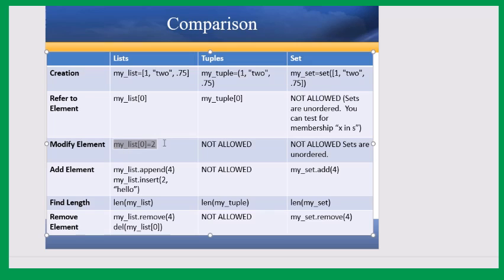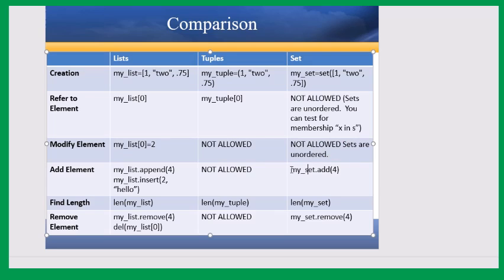What about changing something, modifying an element? Well, you can do it in a list. You can say change my first item in the list to 2. This is not allowed in tuples because they're immutable. They can't be changed. It's also not allowed in sets because they're unordered. So there isn't a first item in the set. Adding an element to the list, you can append, or you can insert something in a certain place inside of that list. In tuples, they're immutable, so no appending or adding of elements is allowed.